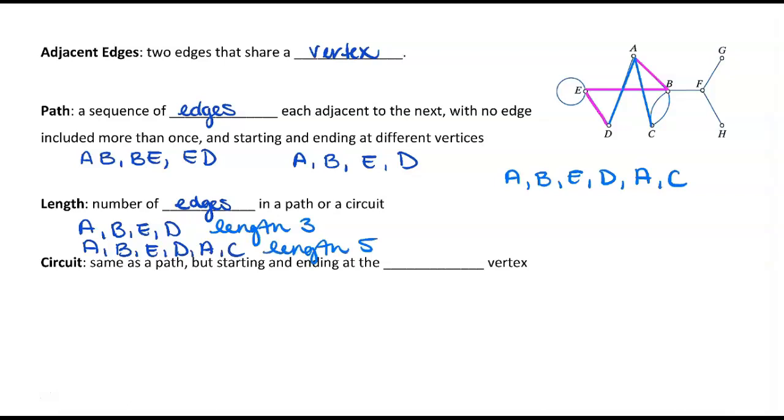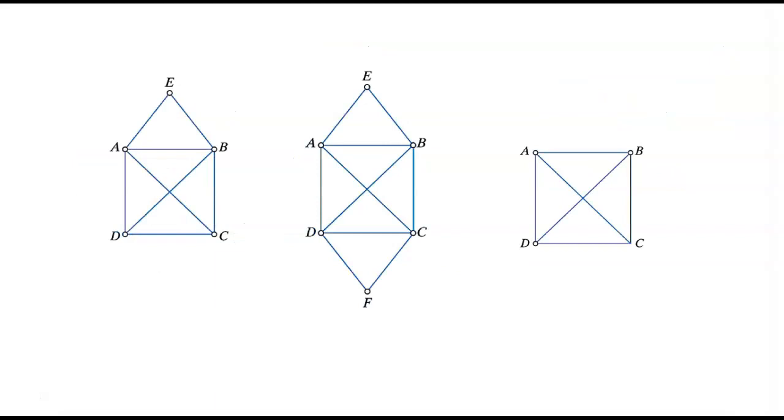A circuit is the same as a path, but instead of starting and ending at two different vertices, a circuit will start and end at the same vertex. Let's take a look at some examples. If you're anything like me, these graphs might remind you of puzzles you used to do as a kid. The goal here is to see if we can traverse the entire graph or trace the entire graph without picking up our pencil. We also don't want to draw any edge more than one time.